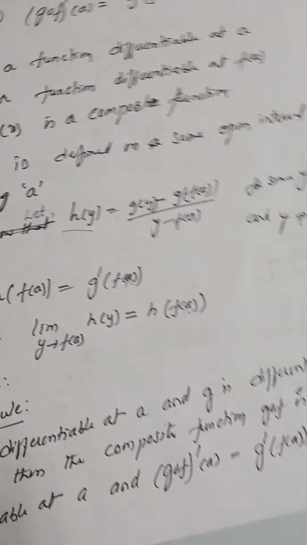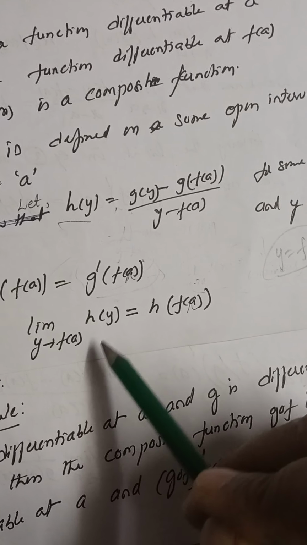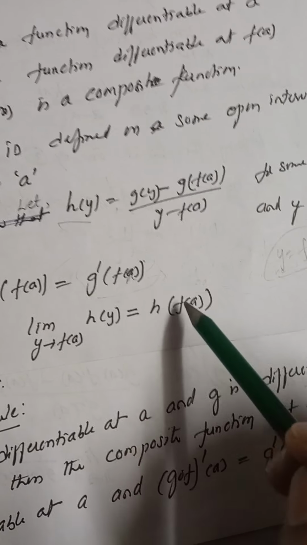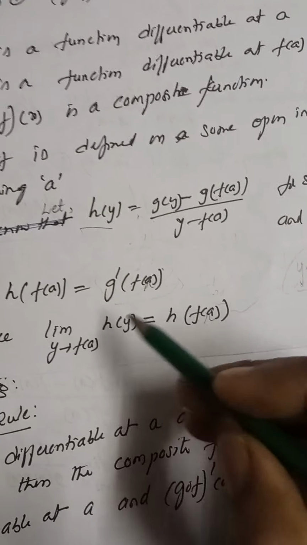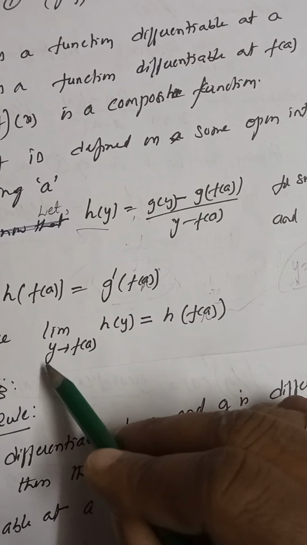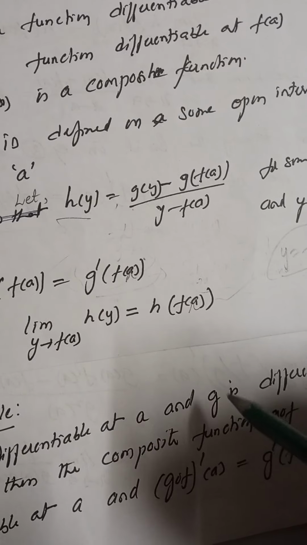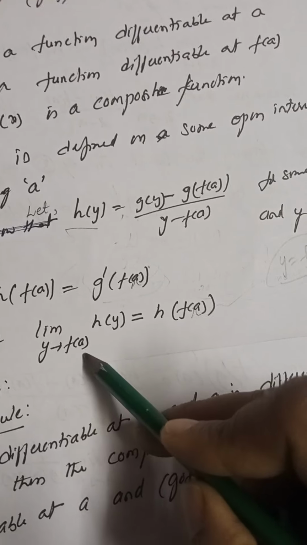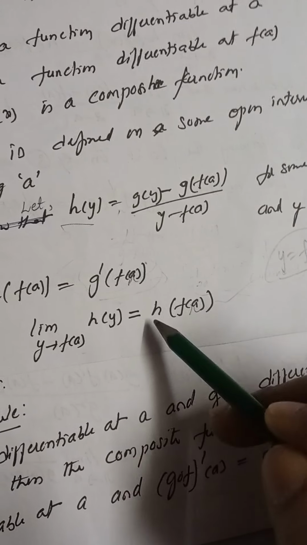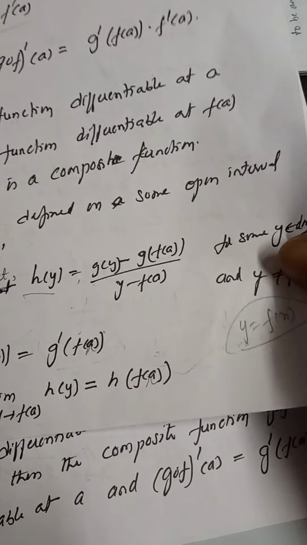Now by the definition of derivative, since the limit as y tends to f of a, h of y is equal to h of f of a. This is the definition of continuity, right? You know that the limit as x tends to a, f of x is equal to f of a means f is continuous at x equals a. Similarly, the limit as y tends to f of a, h of y is equal to h of f of a. That means h is continuous at y equals f of a, right?